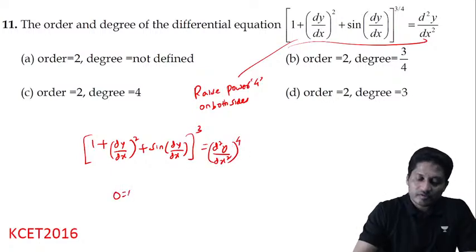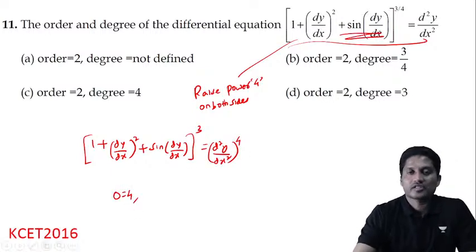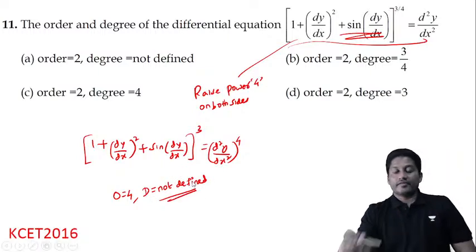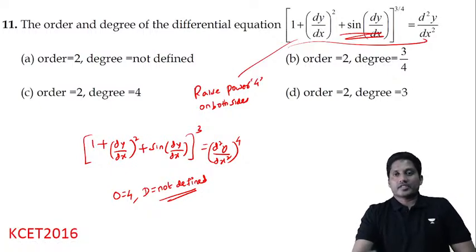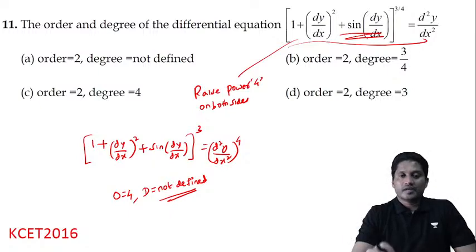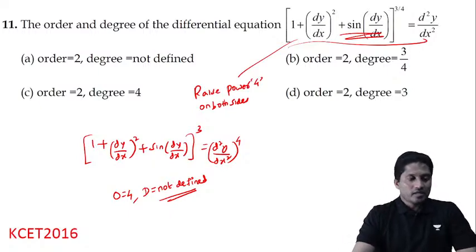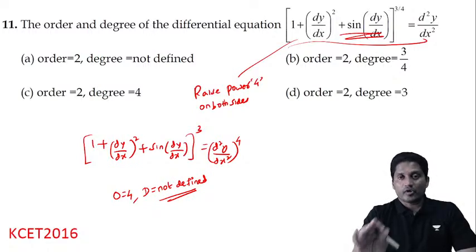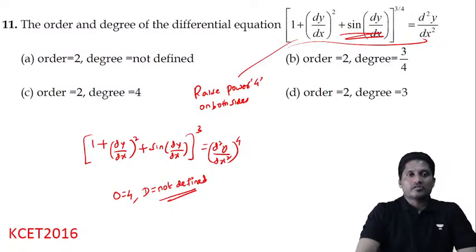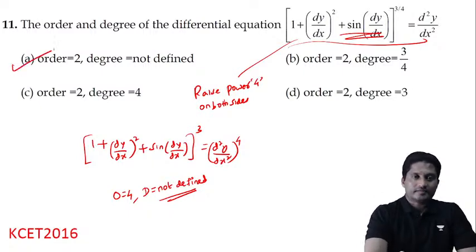Order is 2, right? Here itself we can say that sine of dy by dx is there, right? Degree is not defined. Degree of a differential equation is defined only when it is a polynomial function in derivatives. That is, sine of derivative, log of derivative, e power derivative. If you come across such cases, then degree is not defined. So I repeat, the degree of a differential equation is defined only if it is a polynomial function in derivatives. Order will be equal to 2. Degree is not defined. So answer is option A.